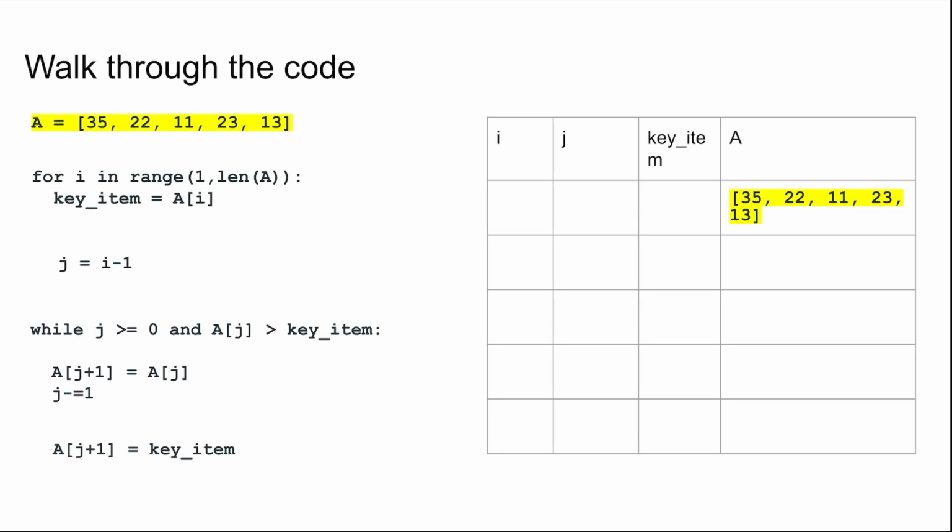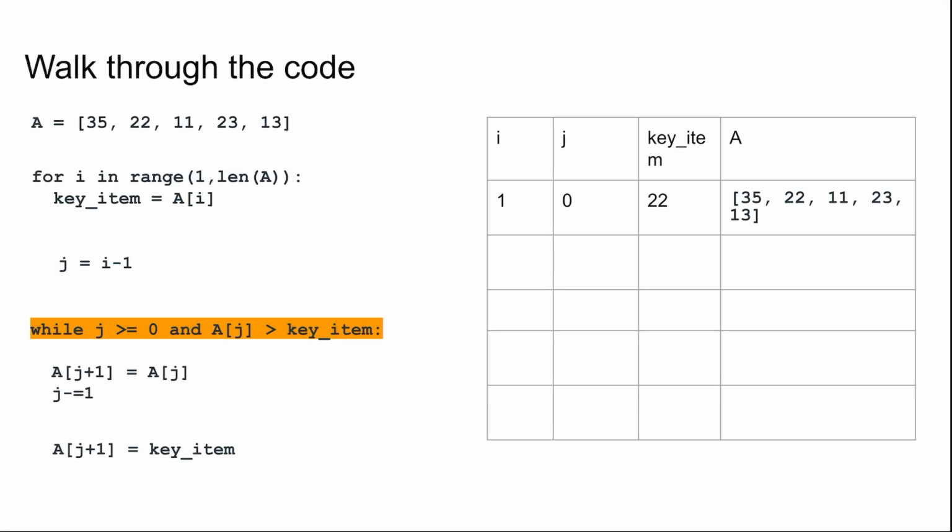Now let's walk through the code step by step. So first, an array A is declared, and it's initialized to have elements 35, 22, 11, 23, and 13. A for loop is created, and the variable I is initialized to 1. And then a variable key item is initialized to A of 1, which is going to be equal to 22 in this case. And a variable j is initialized to I minus 1, which is 0.